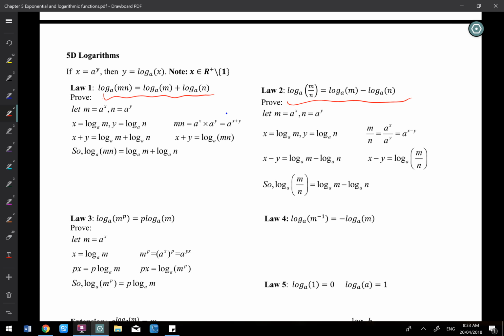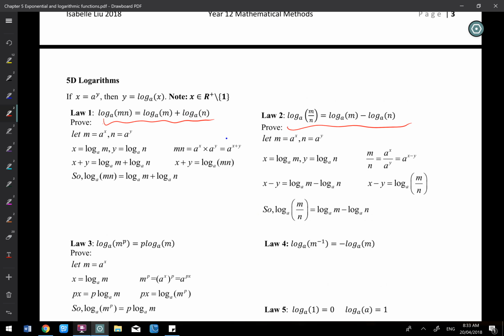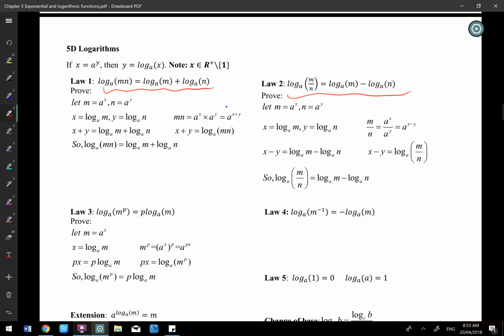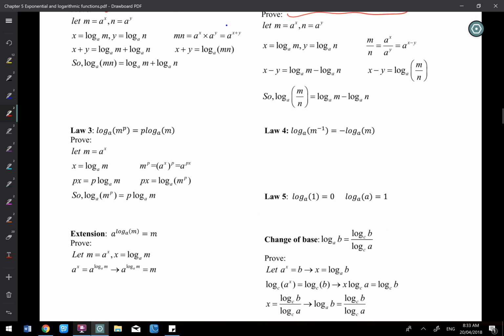sometimes students get it wrong. For example, we can't create any new rules. All the rules are listed here. Anytime you want to do some calculation, you must use those five rules. You can't use anything else.